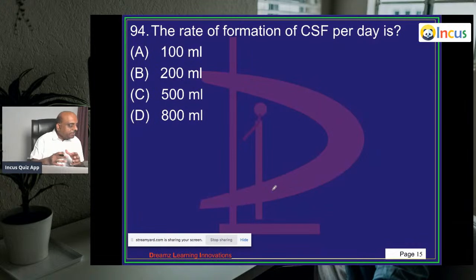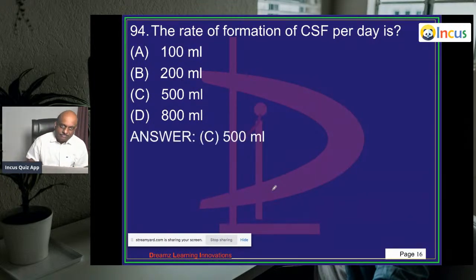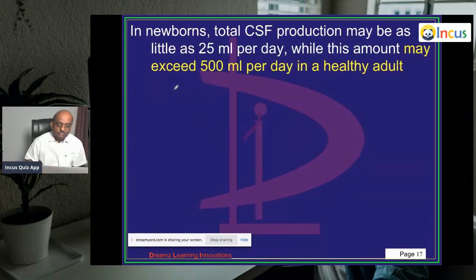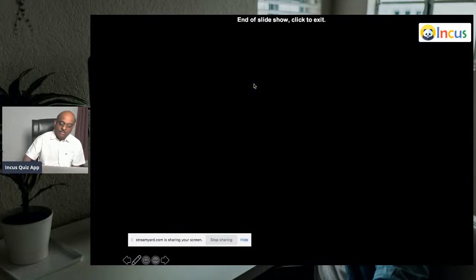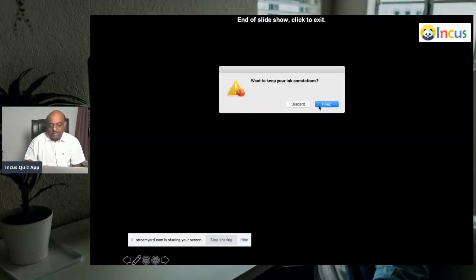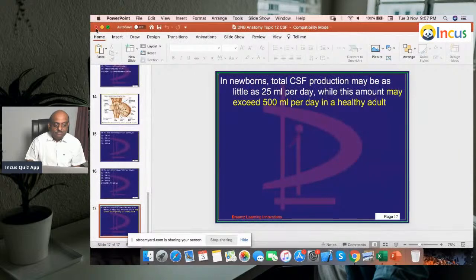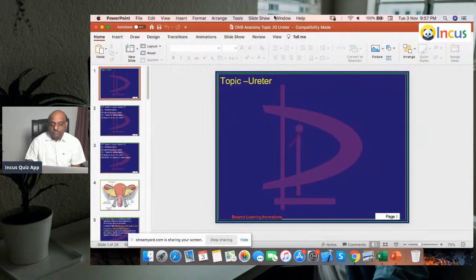Now punch me the answer, doctor. The rate of formation of CSF is typically around 500 ml per day, half a liter. In newborns, it is as little as 25 ml, whereas in a healthy adult, it will be 500 ml per day. That is the quick story of cerebrospinal fluid.